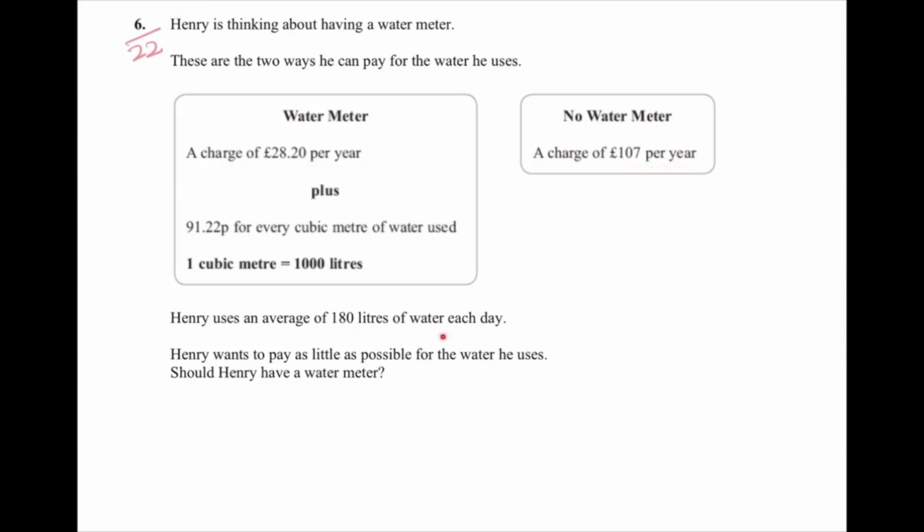So we're going to have to work this up into a year. So we're going to times our 180 by 365. And that's what he's going to get per year. We don't want to stay in litres. Now, the reason we don't want to stay in litres is because they're going to be charging us for cubic meters. So I now need to use this bit here, divide through by 1,000, so that I've got my cubic meters. Now I can multiply this through.